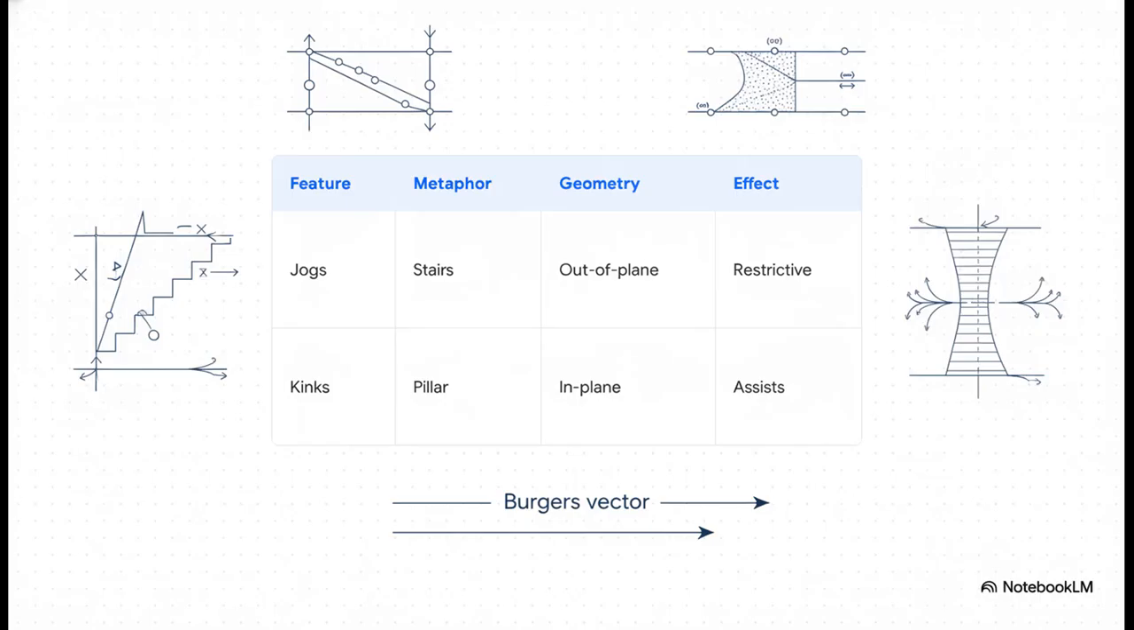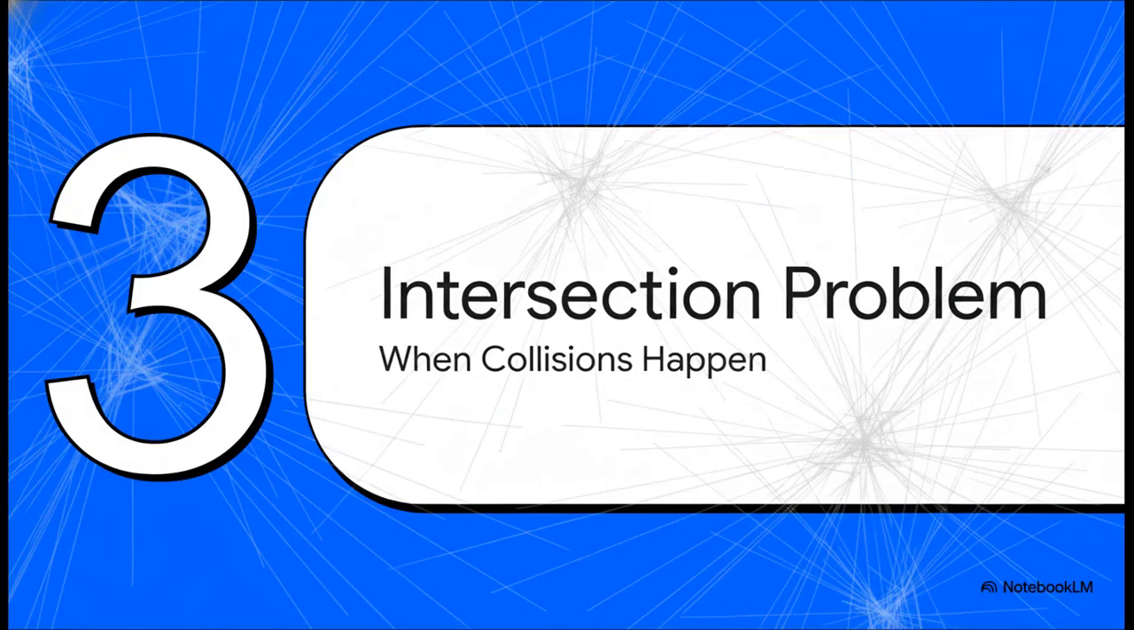So just to recap the diagnostic differences here, jogs are those restrictive out-of-plane stairs, while kinks are the helpful in-plane pillars. But here is the absolutely crucial unifying rule between the two. Both features, despite having totally different geometries, maintain the exact identical Burgers vector as their parent line. I really want you to keep that mathematical constant in your back pocket, because it's about to cause a massive structural problem. Which brings us to section 3, the intersection problem.